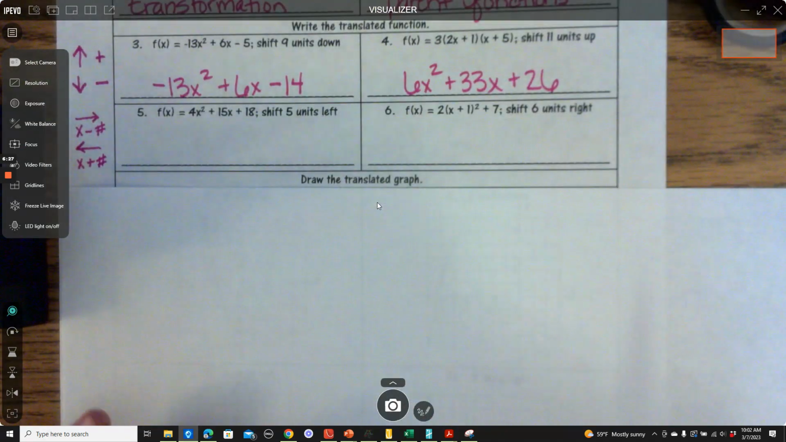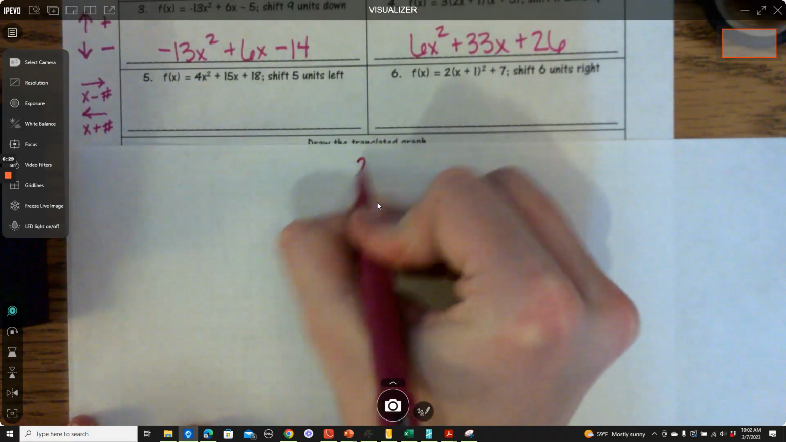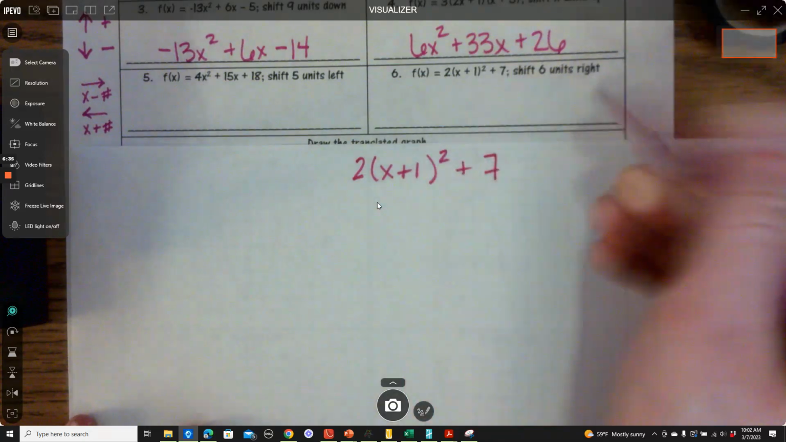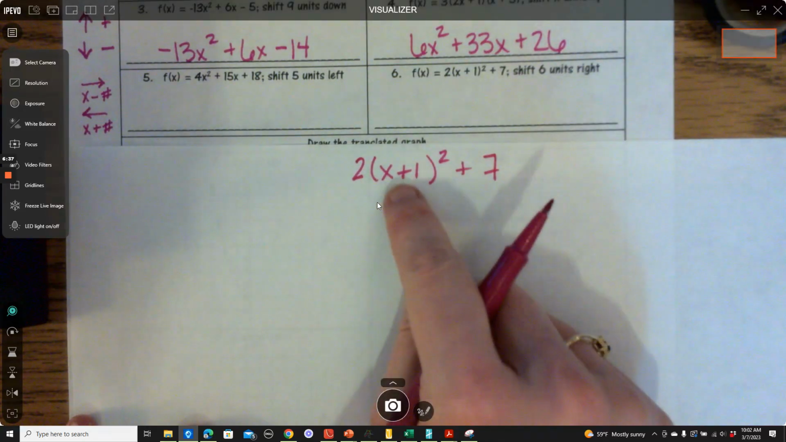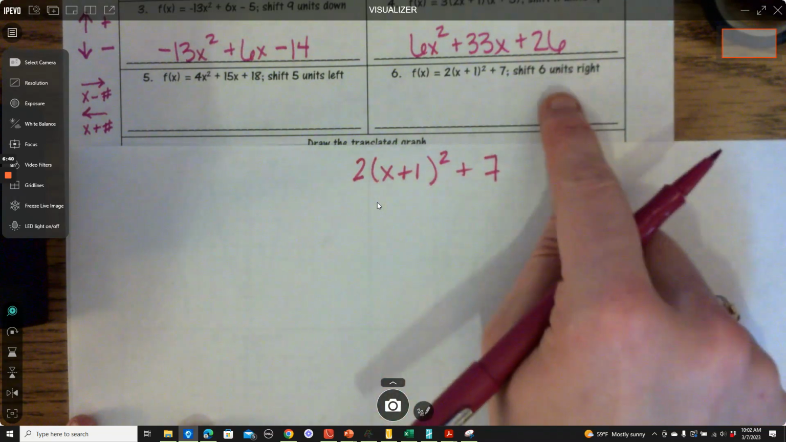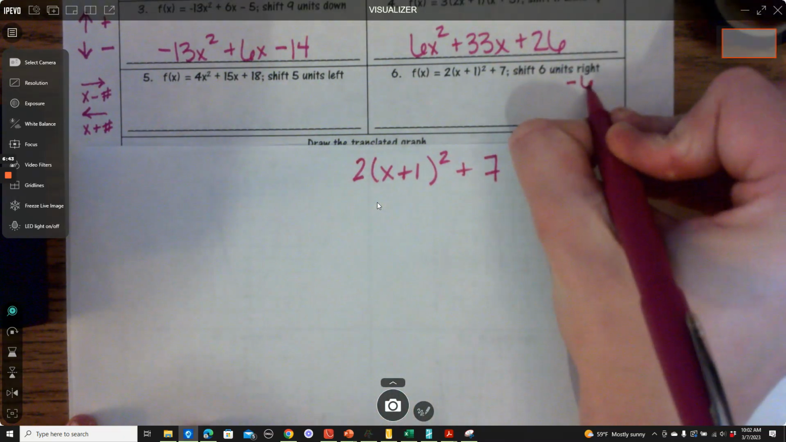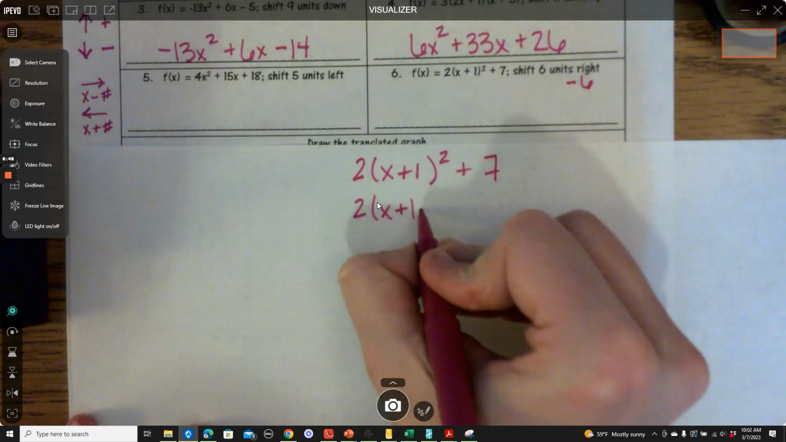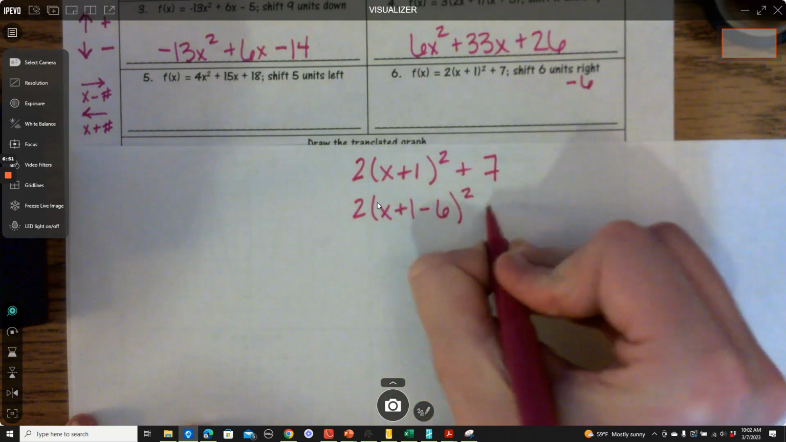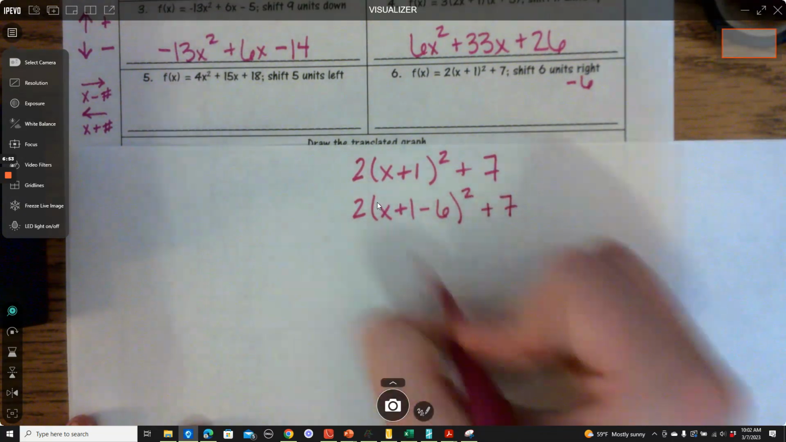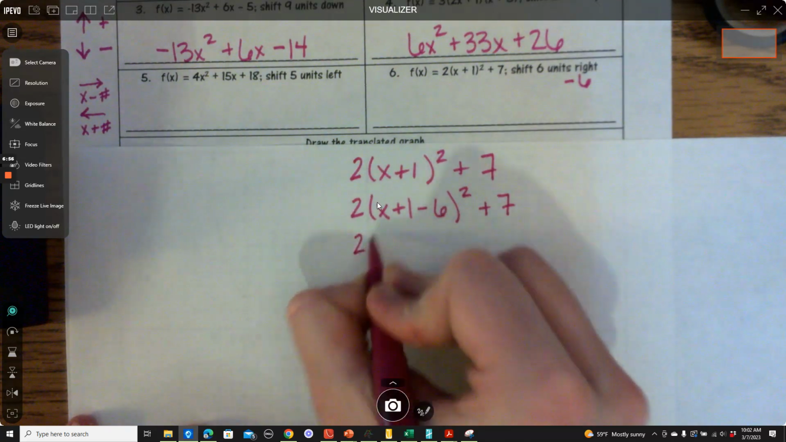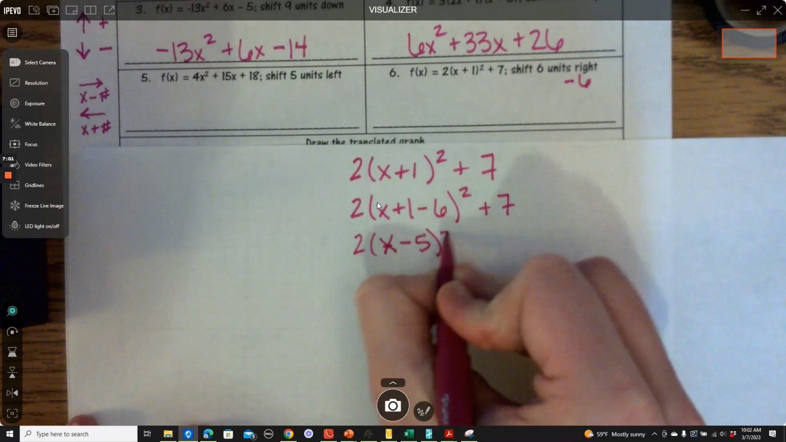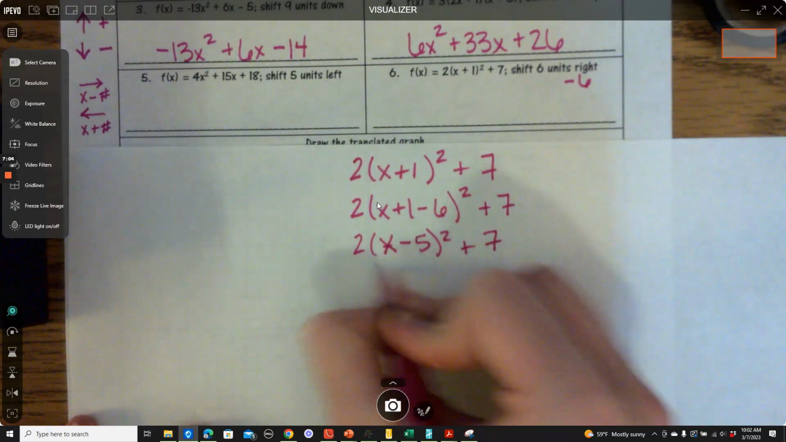So this one's already in vertex form. All right, when I'm shifting left and right, I do it just to the x, okay? So if we're going right, we're going to subtract 6. So just to the x, there's already being a 1 added, but I'm going to subtract a 6 as well, okay? And then I'm going to simplify this down. So 1 minus 6 is a negative 5, so I've got x minus 5. And then I've got to break these pieces down.